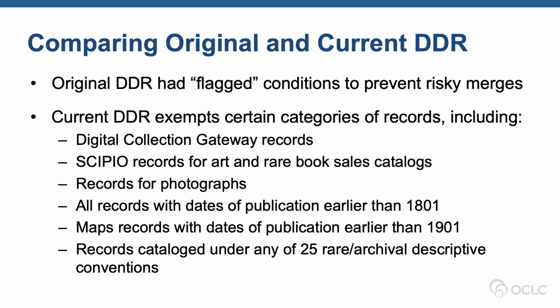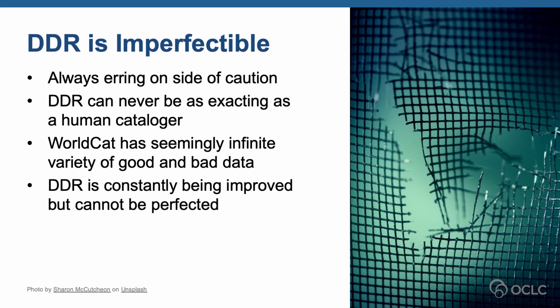all records with dates of publication earlier than 1801, MAPS records with dates of publication earlier than 1901, which was determined in consultation with the ALA Map and Geospatial Information Roundtable, or MAGIRT, and finally records cataloged under any of 25 rare archival descriptive conventions identified in field 040, subfield E. In our work on both versions of DDR, we always tried to err on the side of caution, deciding not to merge when we couldn't be certain.